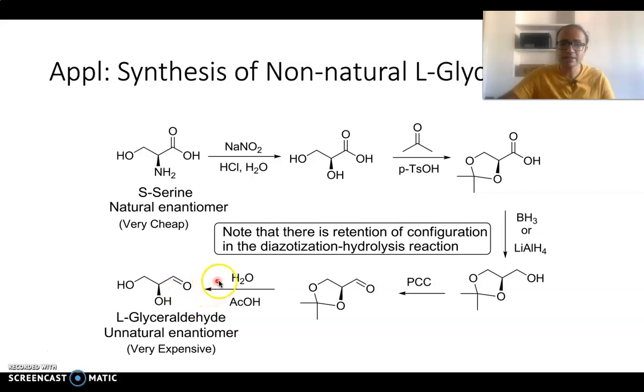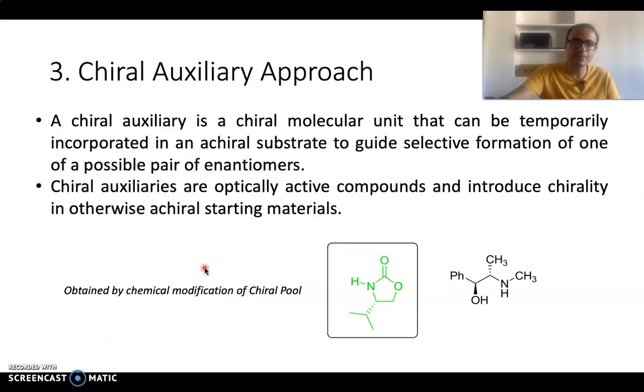So it's a very pretty straightforward process leading to the unnatural L-glyceraldehyde. So this is where you are using a chiral pool molecule in order to make an enantiomerically pure form. This is one way of doing asymmetric synthesis. Another approach is the chiral auxiliary approach.